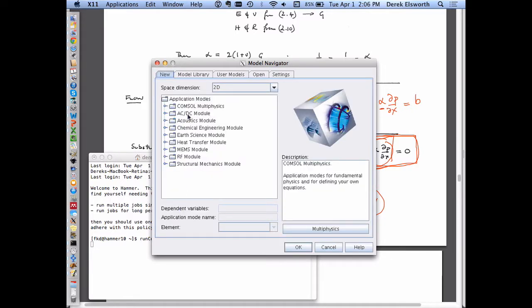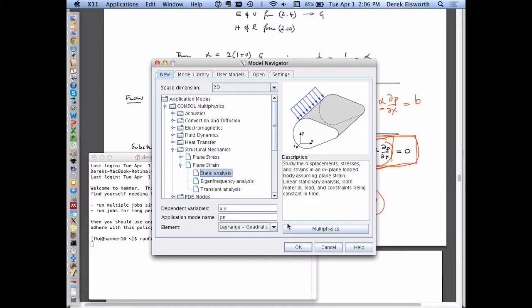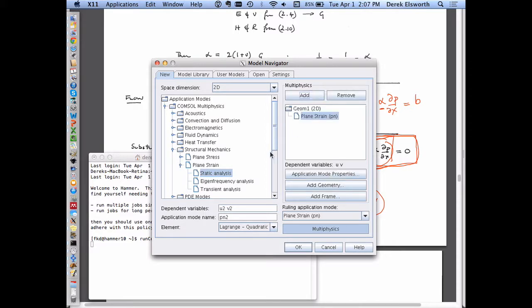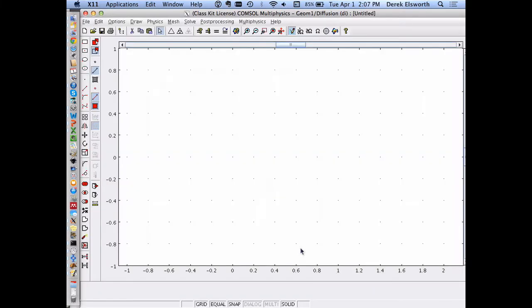So what do we want to do? We want to get a couple of modules going. We want structural mechanics, plane strain, static, because all the dynamics will be in the flow equation. And so we can add that. We want to do diffusion, we want to do transient, and we want to add that. We're going to see if it's any faster now. If we make a shape, I guess we probably don't spend too much time wondering about what that shape is, since it might hang anyway.